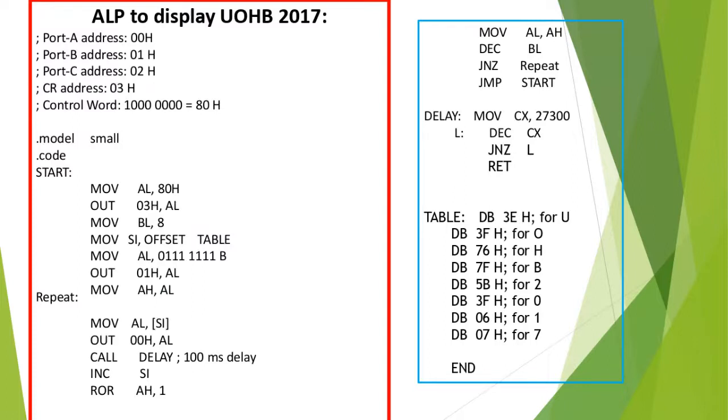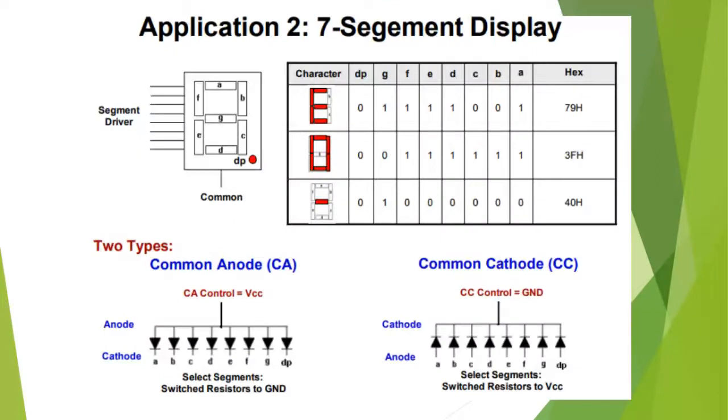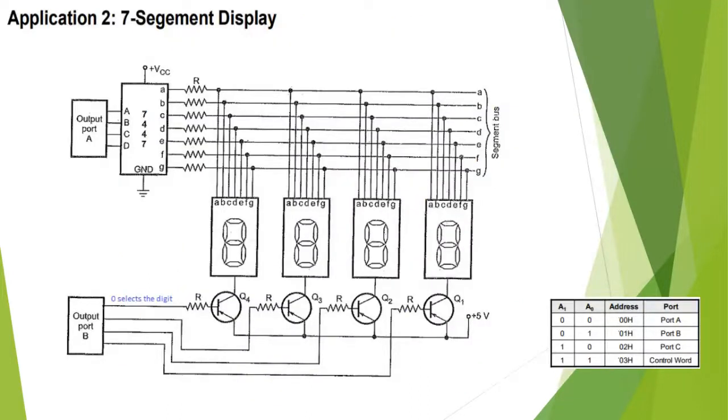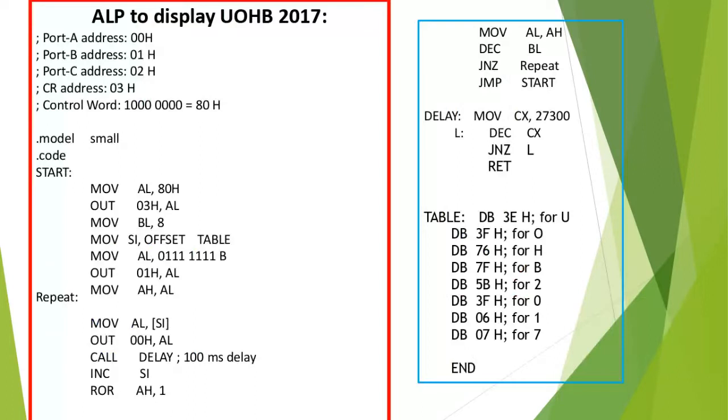Okay, now look at here. For example, we want to display UOHB 2017. What is the code for U? If we make a table like that, you will get the code for U, for O. O is already here, one example, 3F. Or H, B, 2017, and so on. So these are the codes. We put them in a table, like for U, for O, for H, B, 2017, and so on.